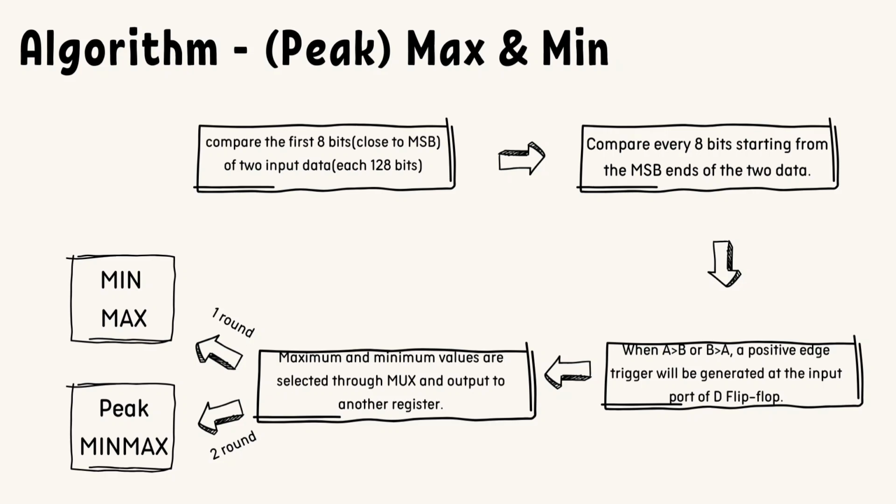The peak maximum or minimum function is similar to the minimum or maximum function. We output and store the maximum or minimum value of the first round in another register when count is equal to 8. And this maximum or minimum value will be compared with the maximum or minimum output of the second round. If the second output value exceeds the value of the first round, we output the result. Otherwise, we won't send out data.